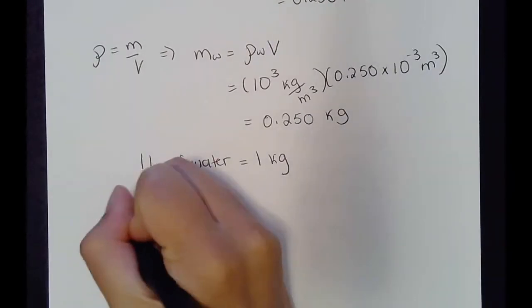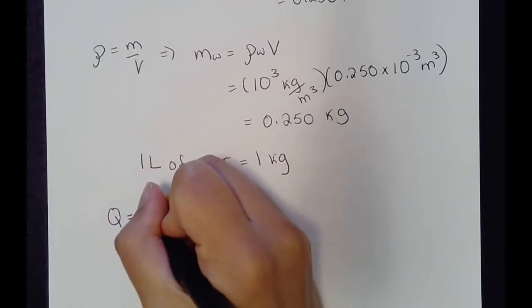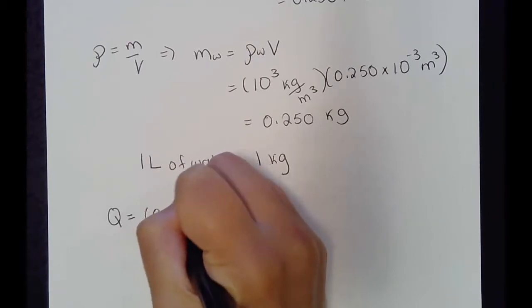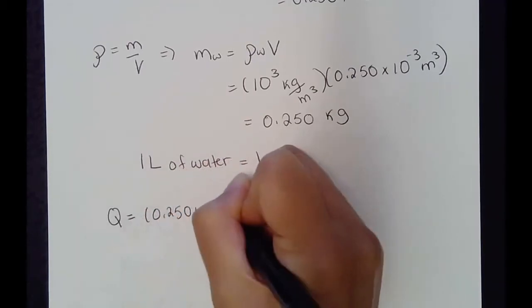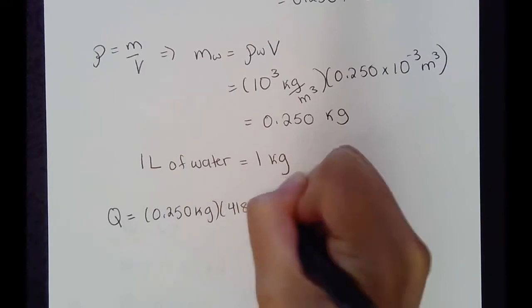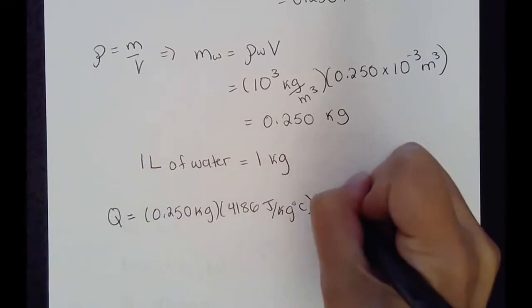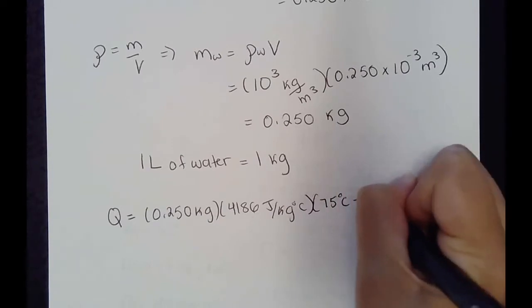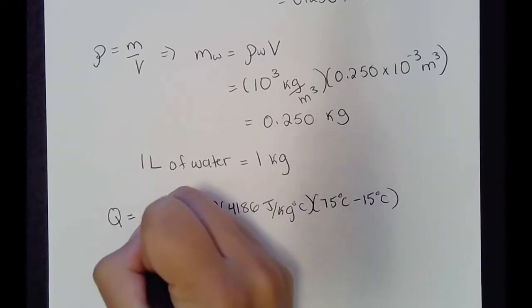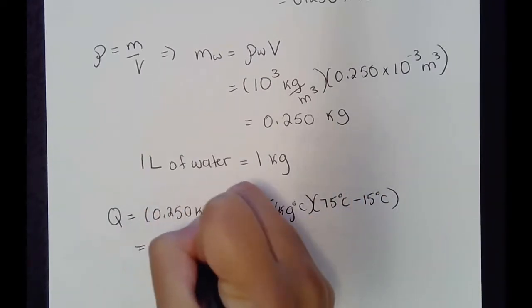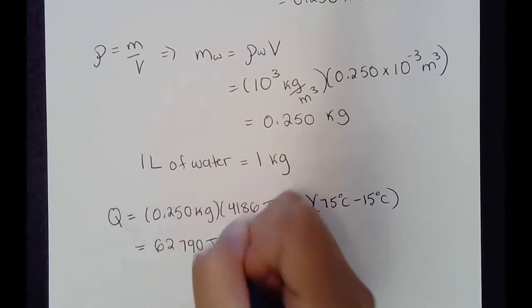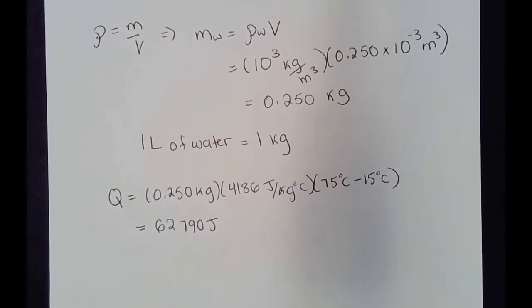All right, so now we can plug this in. So we have Q equals mc delta T, 0.250 kilograms, times 4,186 joules per kilogram degrees Celsius, times 75 minus 15, which is 62,790 joules.